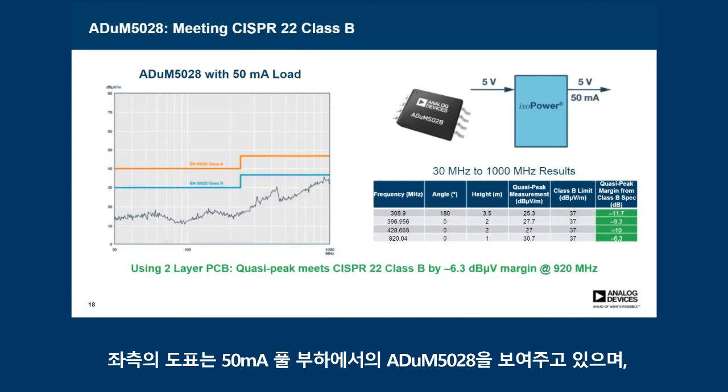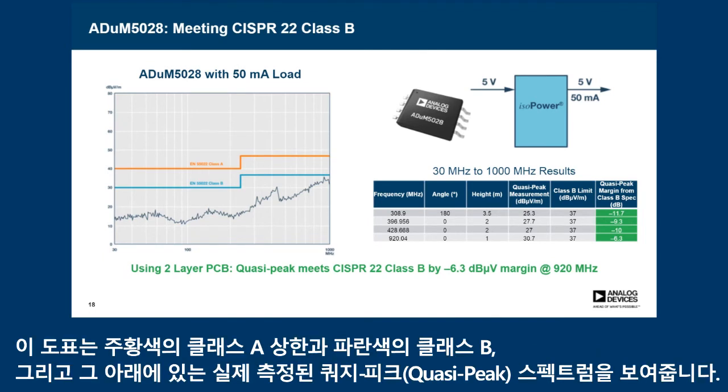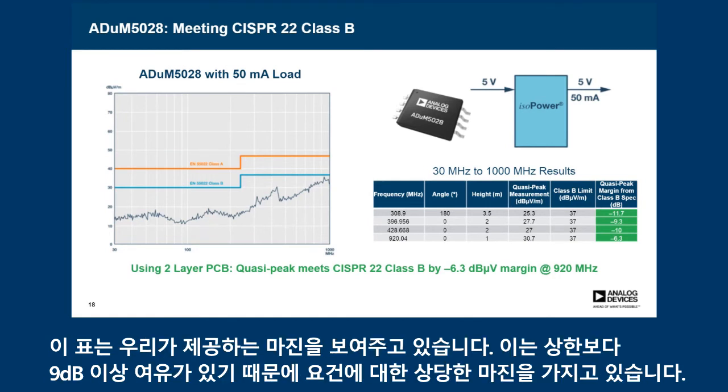This plot on the left shows the ADUM 5028 at nearly full load with 50 milliamps, and the plot is showing the Class A limit in orange, Class B in blue, and the actual measured quasi-peak spectrum below those. The table demonstrates the margin that we have. It's better than 9 dB below the specification limit. So it's got quite a bit of margin to the requirements.